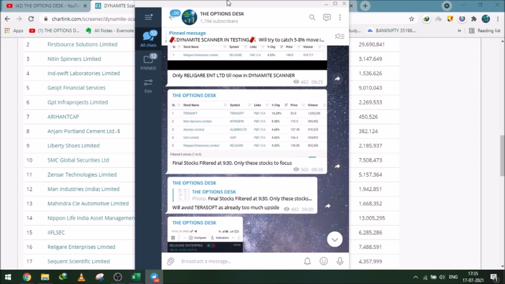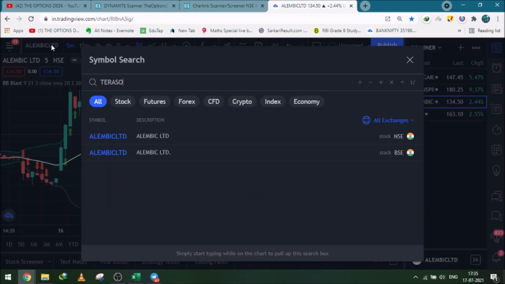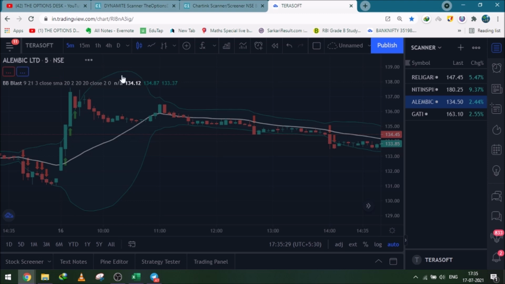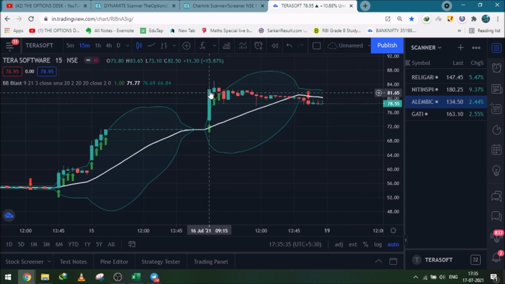Now let's see why the TerraSoft stock did not perform. Let's see what happened in the first 15 minutes. See, it went on the upper hand. Even if I took the entry, I was waiting, I wanted it to come down. Firstly, the move in the first 15 minutes was 16%. I'm not going to take this trade because 16% is a very big stop loss.